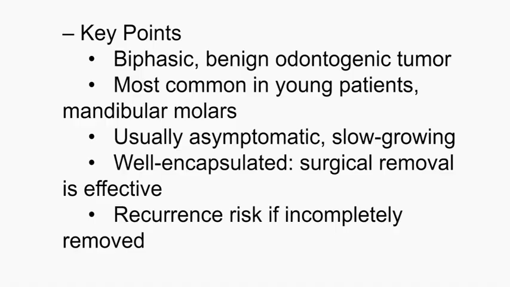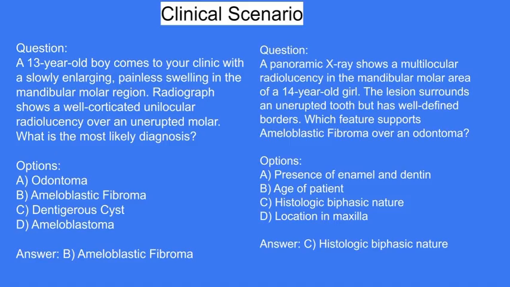Now, the key points, the final clinical takeaways you should consider. Let's summarize it. As I have told earlier, a young patient, mandibular molar region, association with an unerupted tooth, well defined radiolucency, biphasic histology. That combination should make you think ameloblastic fibroma. So basically, we have some clinical scenarios ahead that show how to differentiate where ameloblastic fibroma is given.